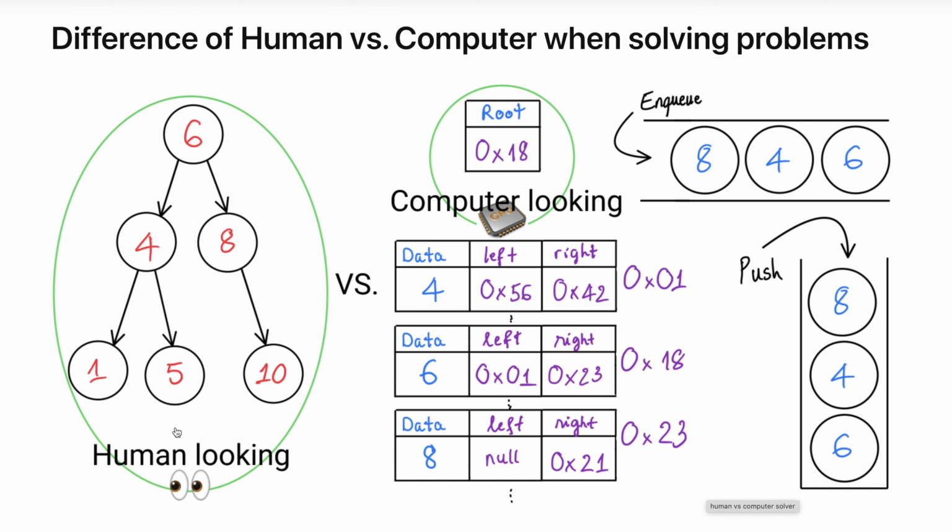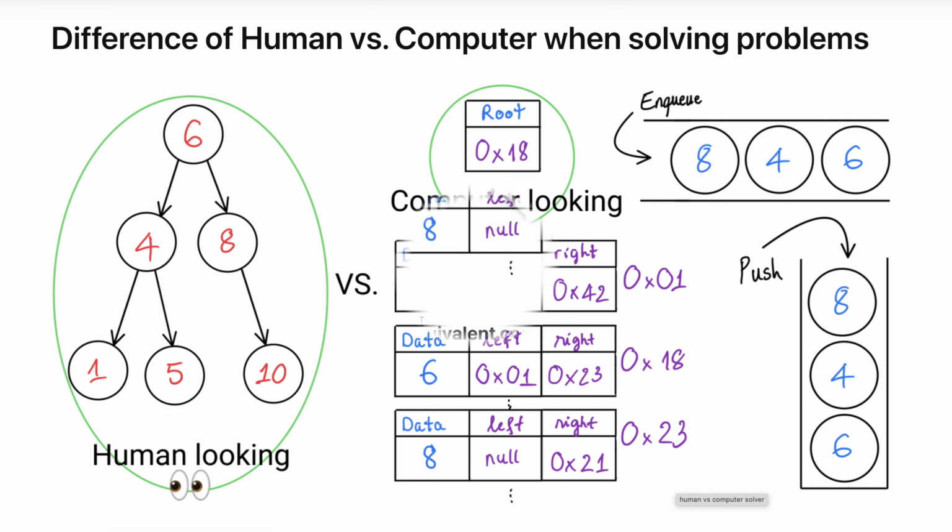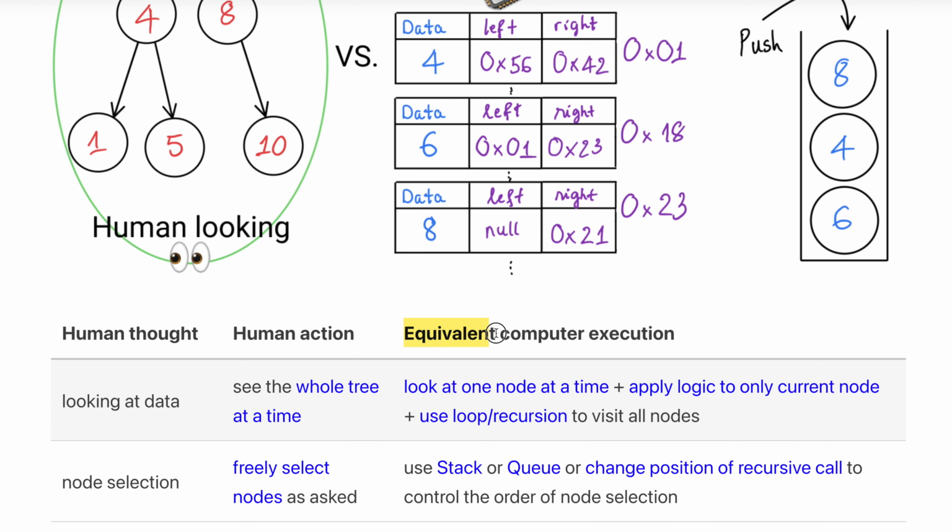To sum up today's tutorial, we have learned the fundamental difference between a human and a computer when solving a problem. We also learned how to remove this difference by translating the human logical thought to the equivalent computer execution. And because this translation is a very basic thing in algorithm, you should practice and feel very comfortable using stack or queue to express your thoughts when designing an algorithm.